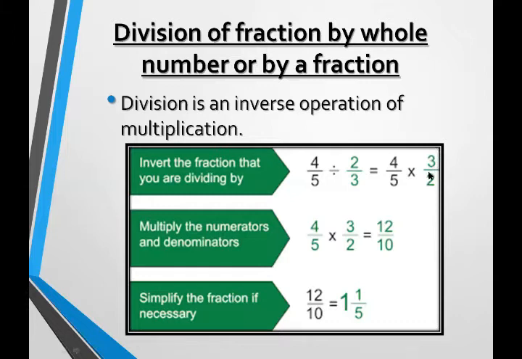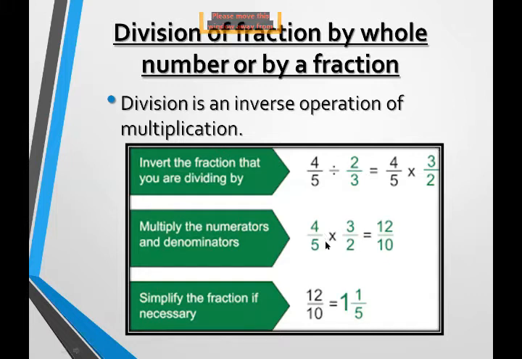Simply we can say that convert the places of both values. Here 2 over 3 becomes 3 over 2. It means the inverse of 2 over 3 is 3 over 2. Now the second step: numerator multiply by numerator and denominator multiply with denominator.